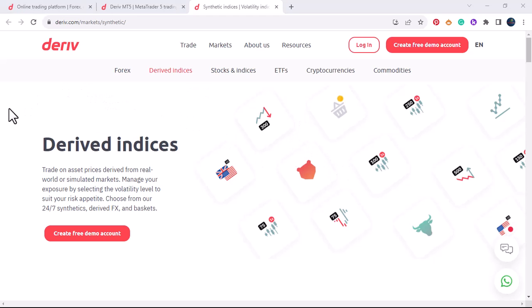Before we go to synthetic indices right here, I just want you to know that it offers forex, as I mentioned earlier, Deriv indices, stock indices, ETFs, cryptocurrencies, and commodities. But we are most concerned about the Deriv indices, or derived indices, as they say. These are the synthetic indices I was alluding to. So you trade on asset prices derived from real world or simulated markets, on synthetic indices or derived indices, right? You manage your exposure by selecting the volatility level to suit your risk appetite.